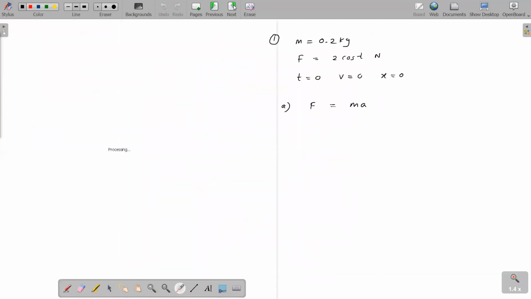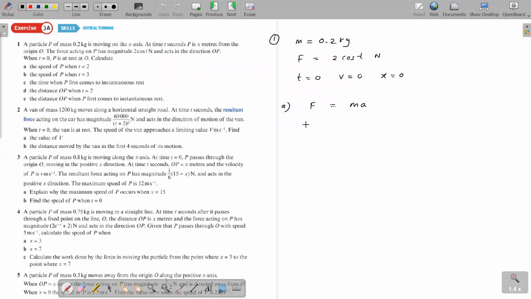So over here, F equals ma, force is 2 cos t, which is positive. Mass is 0.2 kilogram. And what do we use for the acceleration? When force is a function of time, referring to the note that I gave you, acceleration must be dv over dt.